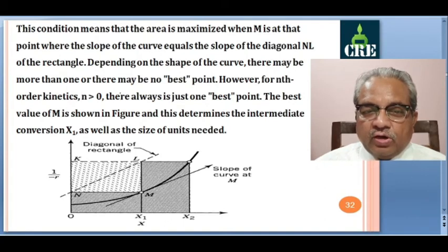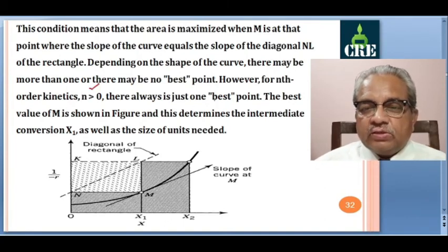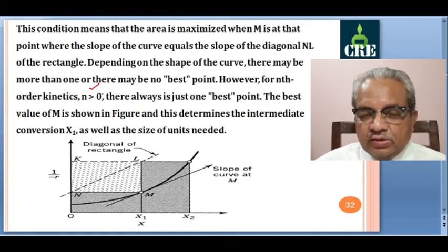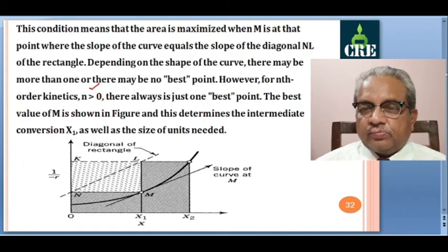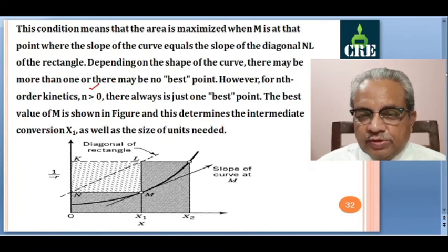However, for nth order kinetics with n greater than 0, there is always one best point, and most of our reactions will fall in this category, positive orders. So the problem becomes simple for us. The best value of M is shown in this figure. This determines the intermediate concentration x1 as well as the size of the individual units needed.